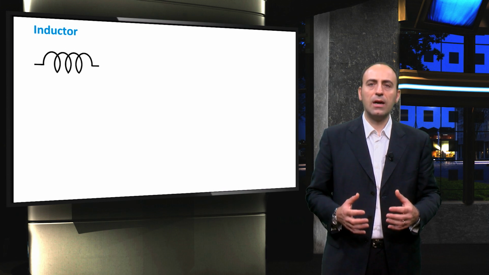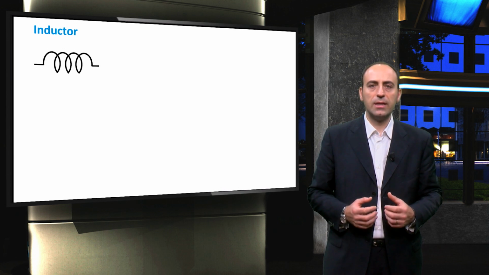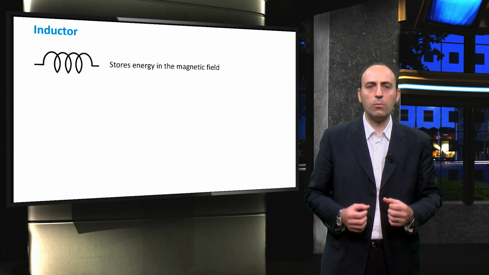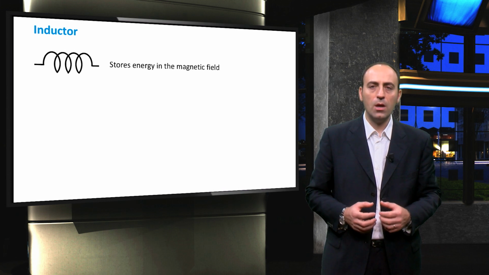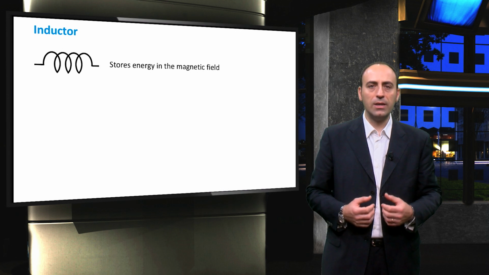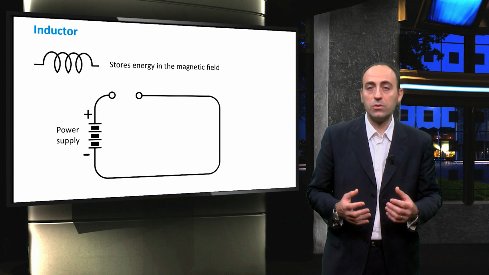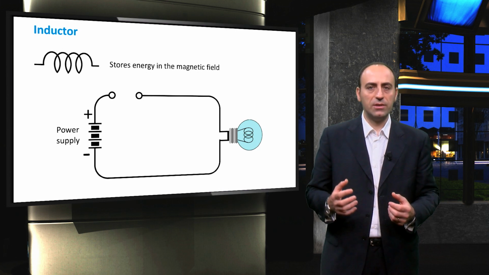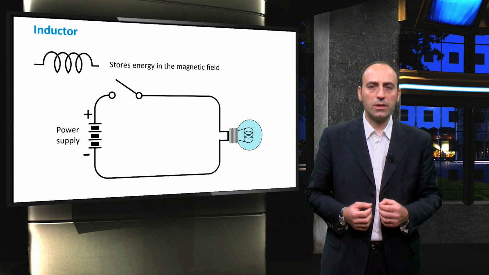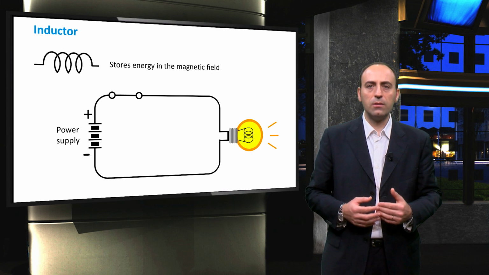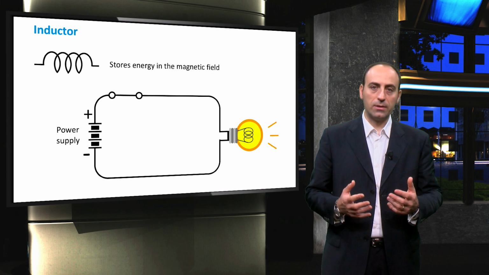Simply speaking, the inductor is a lumped electromagnet that serves to store energy in the form of a magnetic field. To understand how an inductor works in a circuit, we will use the following example. Here we will have a battery or a power supply, a light bulb, and a switch. In this simple circuit, if you close the switch, then the bulb lights up as expected.